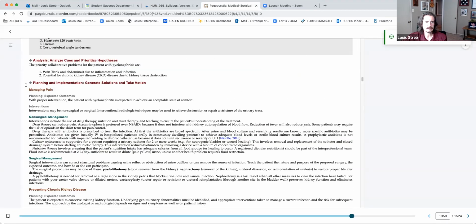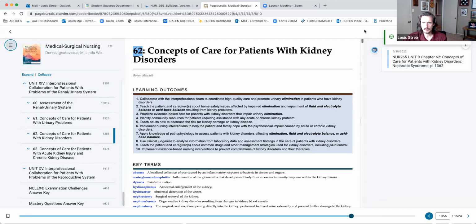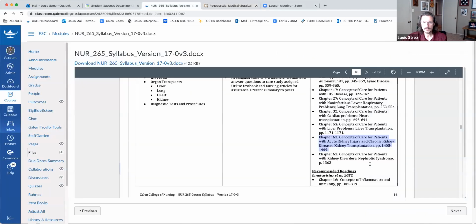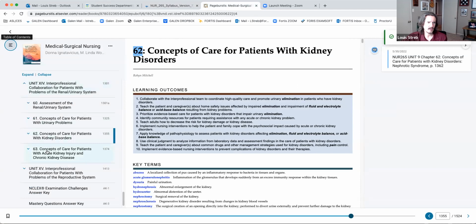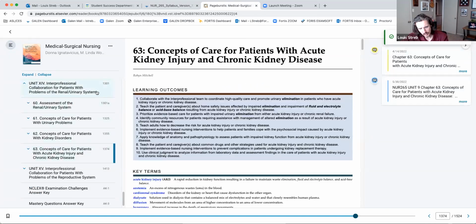We're on chapter 62. Let me pull that up there. Now we're going to go to chapter 63. I'm sorry, we had the nephrotic syndrome. Now we're going to go up to chapter 63 with the kidney transplant, 1405 to 1409. You might wonder why I didn't go to that one directly. I like to go in sequential order.